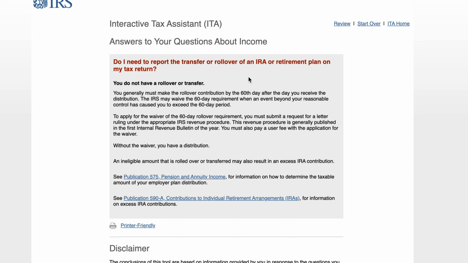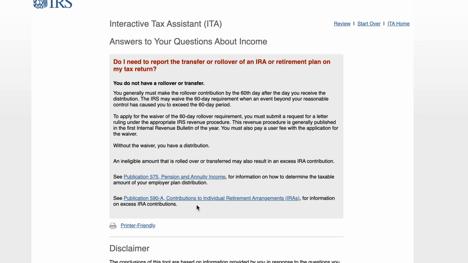There we go. So in this case, you don't have a rollover or a transfer. The IRS may waive this 60-day requirement when an event beyond your reasonable control has caused you to exceed it. You have to apply for a waiver, and you have to request IRS permission under either publication 575 or 590-A. If you don't have the waiver, you have a distribution, and if you then rolled over the distribution amount into your IRA, you now have a taxable distribution and an excess IRA contribution.